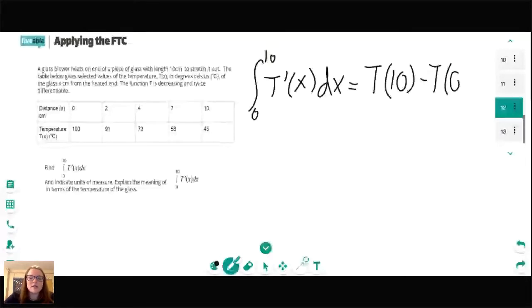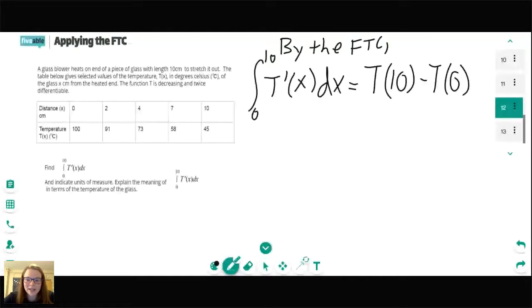So that's the whole point of this, by the Fundamental Theorem of Calculus. So on a free response question, I would probably write this: by the FTC, the integral from 0 to 10 of t prime of x dx has to equal t of 10 minus t of 0, because we've got t prime here. Okay. So it feels really easy. That's kind of how they're trying to get you to make sure that you can interpret it. You don't really need to find t prime because you already know what it is.